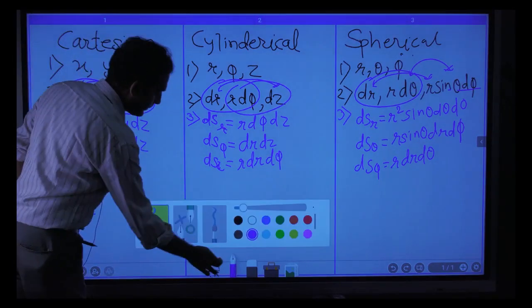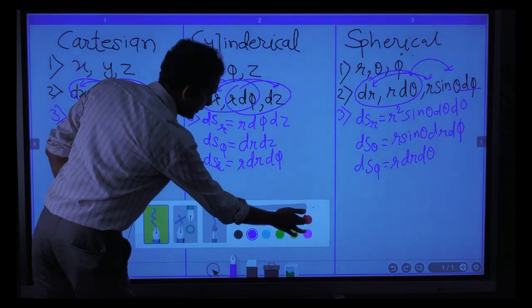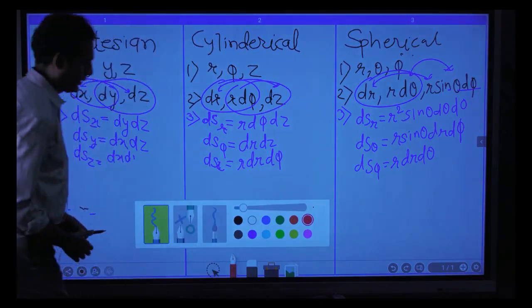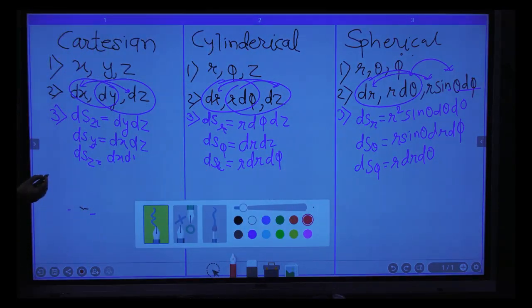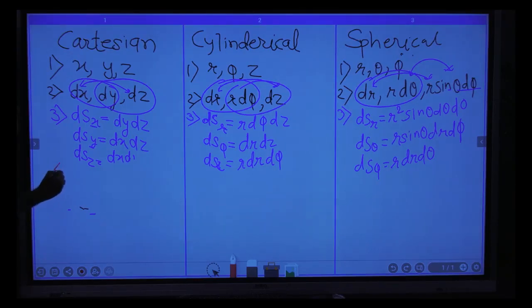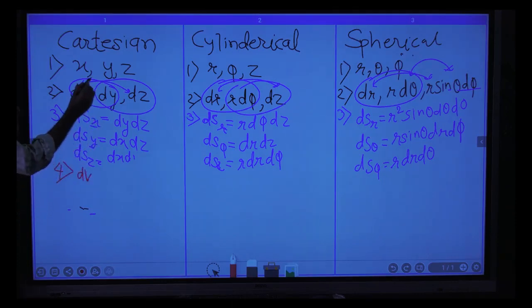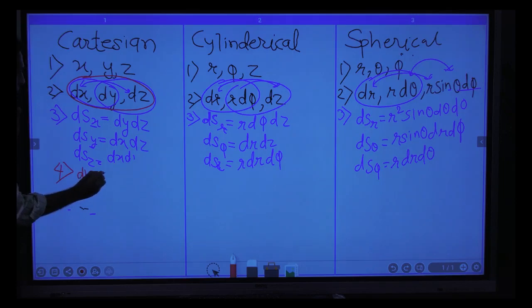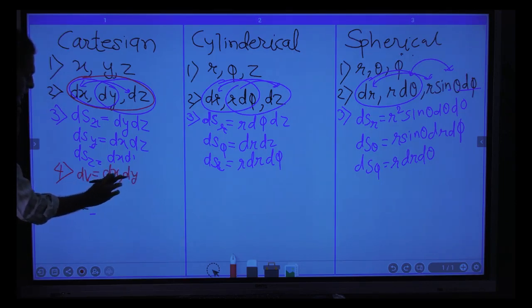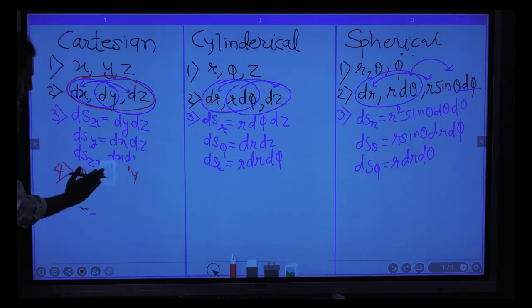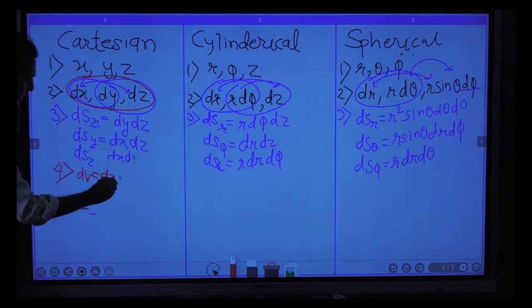Now next parameter, differential volume. Differential volume will be the product of all three differential elements. So if I write here the fourth parameter, dV, dV will be the product of all these three elements. So dV will be equal to dx dy dz.